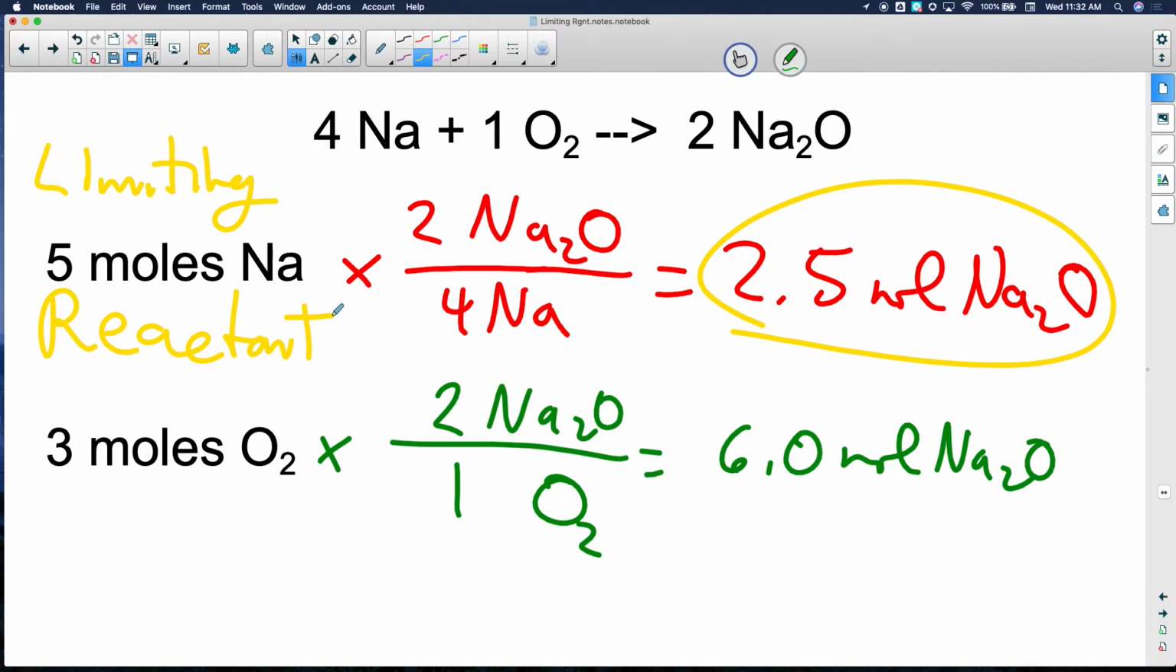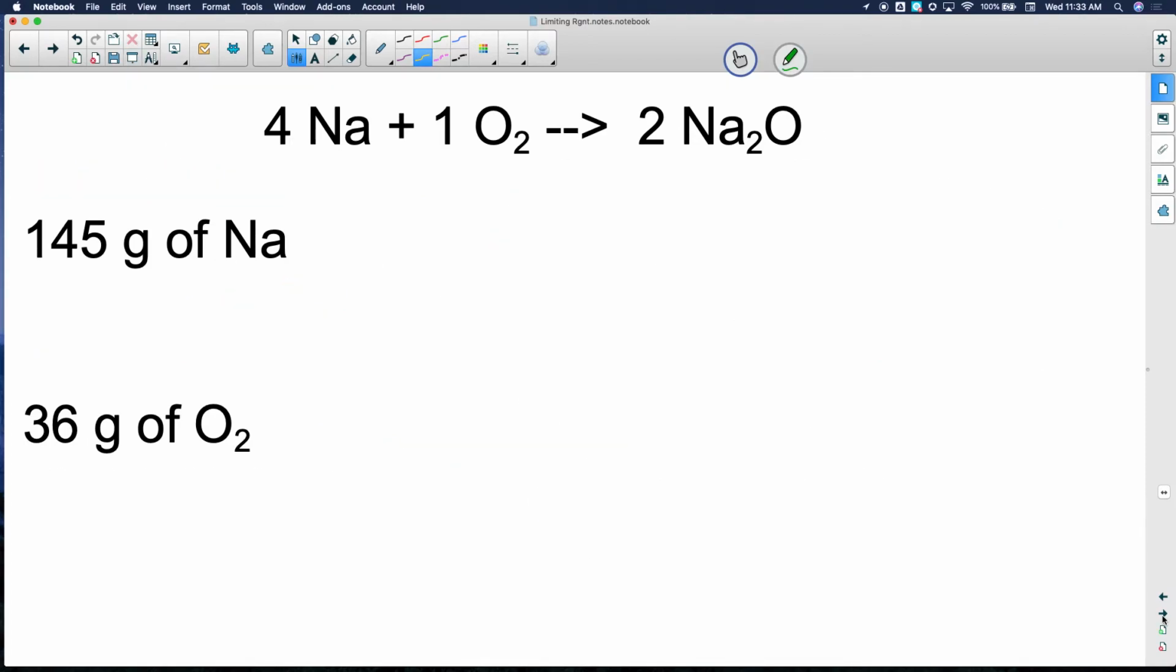Okay, same basic concept as the sandwich problem, except the word is moles instead of bread. But totally doable, yes? All right, so how can I make this problem more interesting for you? What can I give you instead of moles? Grams. Because we know how to get from grams to moles. So let's go ahead and work with the person next to us and do this nice, full, rich problem: 145 grams of sodium with 36 grams of oxygen. Game on. Same base reaction. It's stoichiometry time. Actually, first it's the molar mass conversion, and then it's stoichiometry.